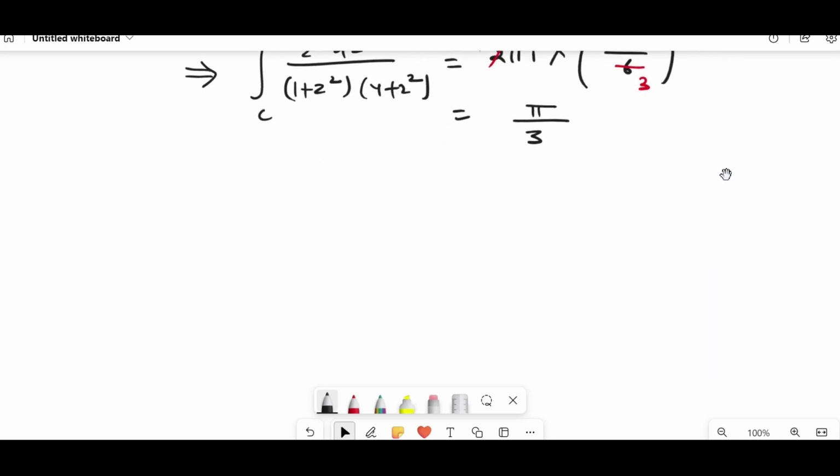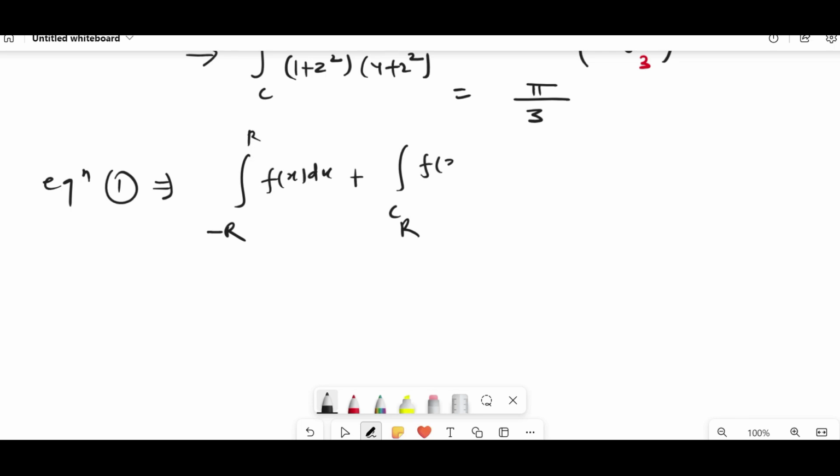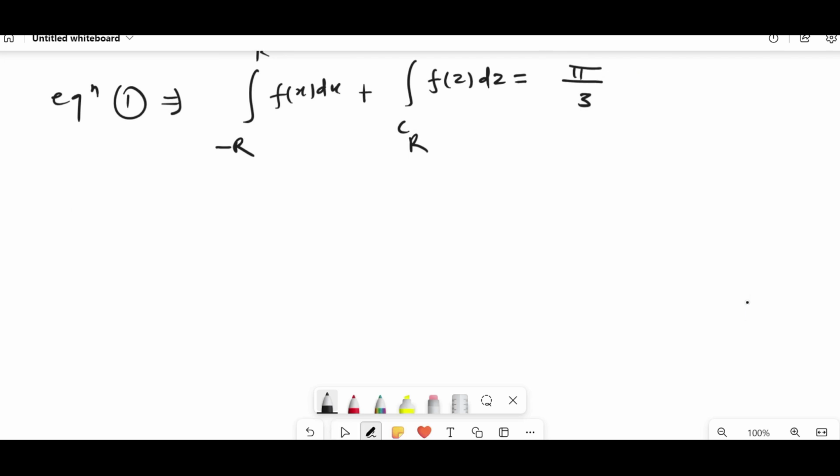So now further, equation 1 will be the value of the integral from negative R to R of f of x dx plus the integral over the curve C having a radius R of f of z dz is equal to pi over 3. So now we need to calculate the value of this integral.